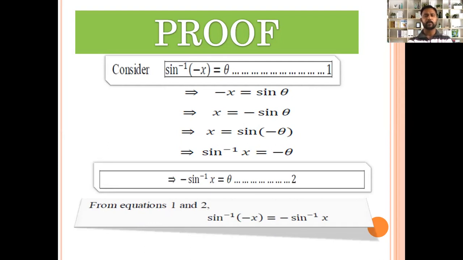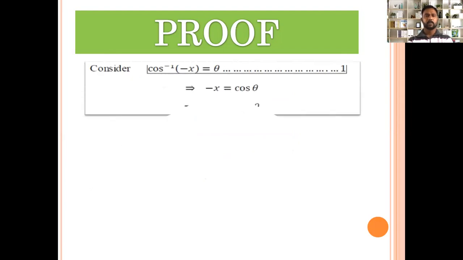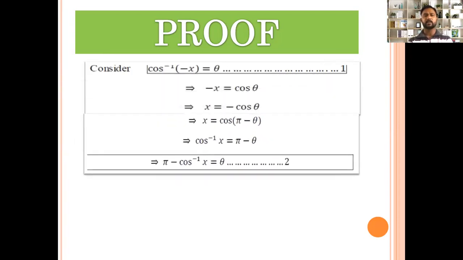Let us move to one of the proofs from the next club. Consider cos inverse of minus x equal to theta, equation number 1. In the very same way, we are shifting cos inverse to the other side, it becomes minus x is equal to cos theta. This implies x is equal to minus cos theta. Now concentrate on the right side. What is minus cos theta?